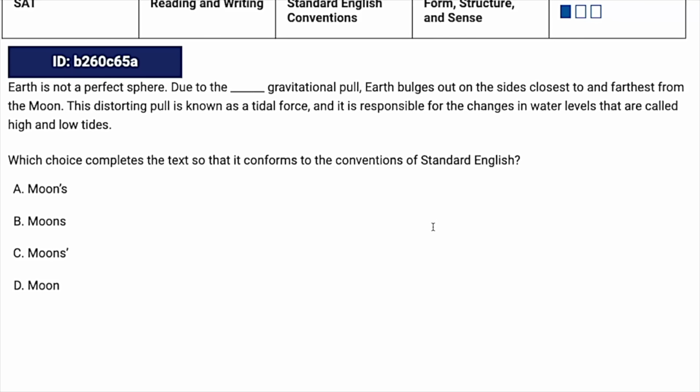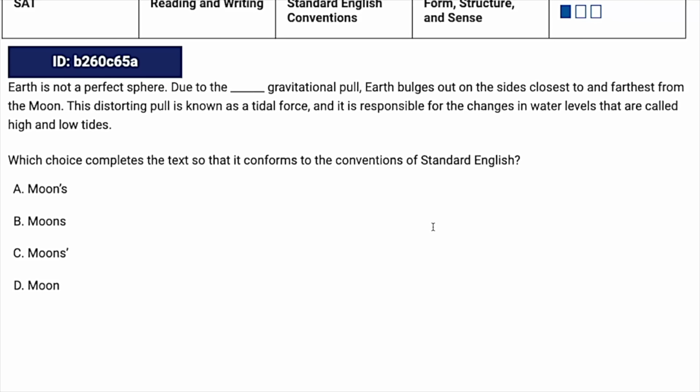For apostrophe-based questions, I still put them in the same category as other punctuation questions. You can usually get away with just reading the sentence with the underlined portion, but every once in a while you might need context to check whether something's supposed to be plural or singular. So here we have, "due to the moon's gravitational pull."